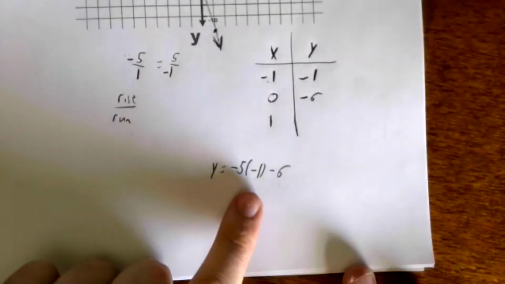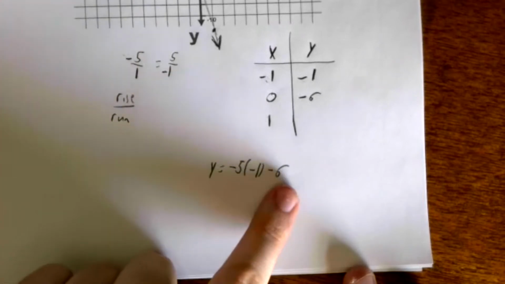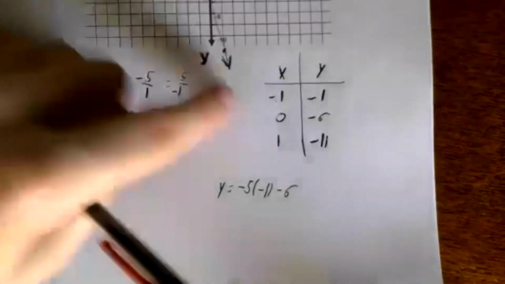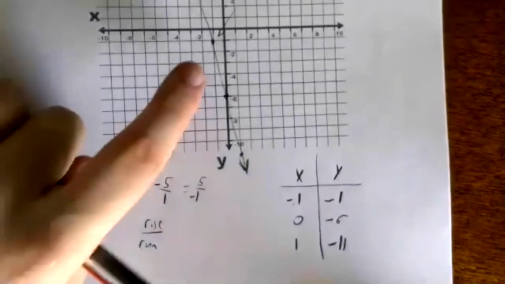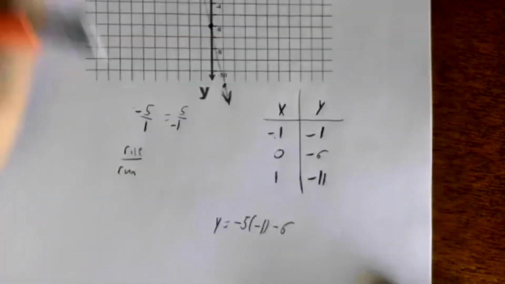And then similarly, if we plug in +1 here, we get -5 times 1, which is -5. -5 minus 6 is -11. So when x is 1, y is -11, which is this point right here. Okay. And then we can just connect the dots since it's going to be a straight line. Okay. All right. Any questions on this page?